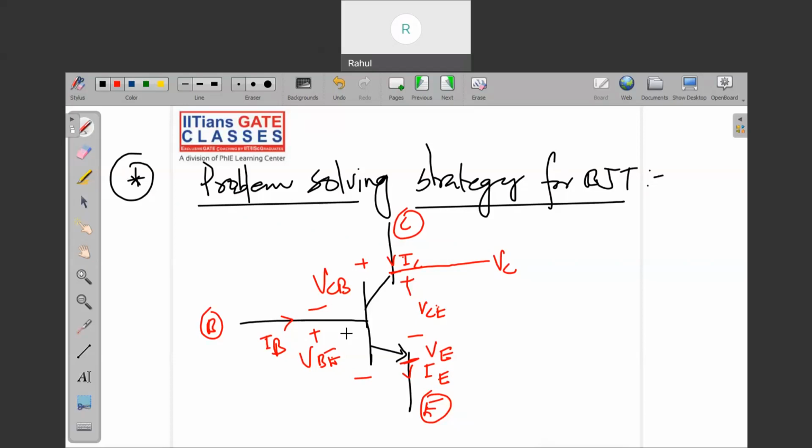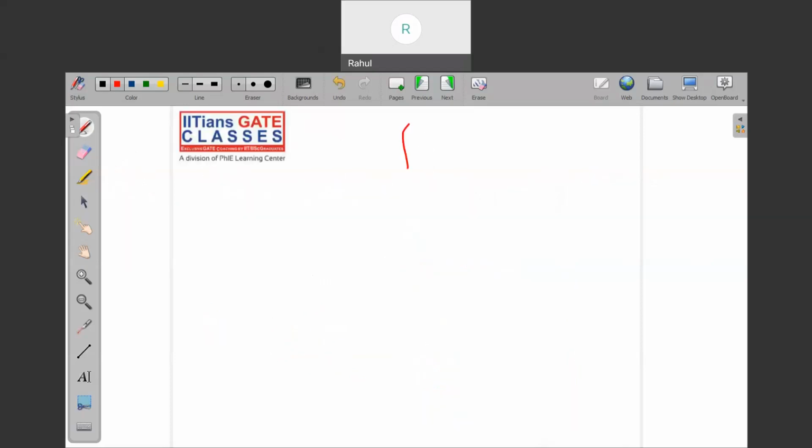And for active region, as I told you, you have to always check. How can you make sure, if suppose a BJT is given and you have assumed that your BJT is in active region? At the end of the problem, what you have to calculate is what justifies whether your assumption is correct or not.